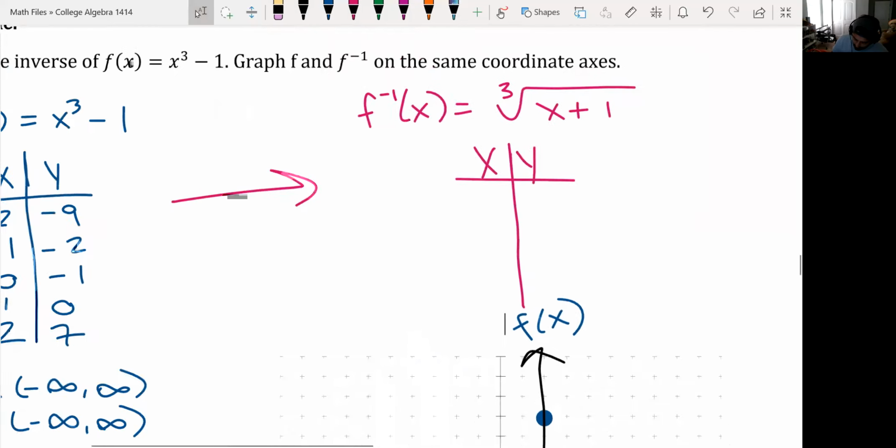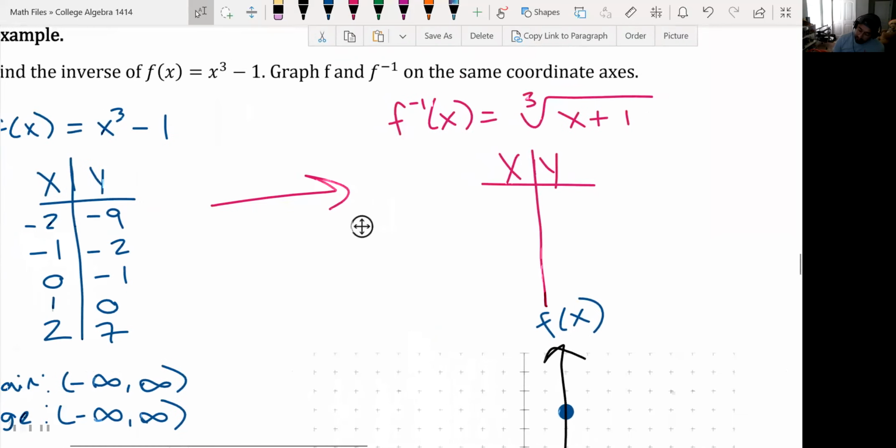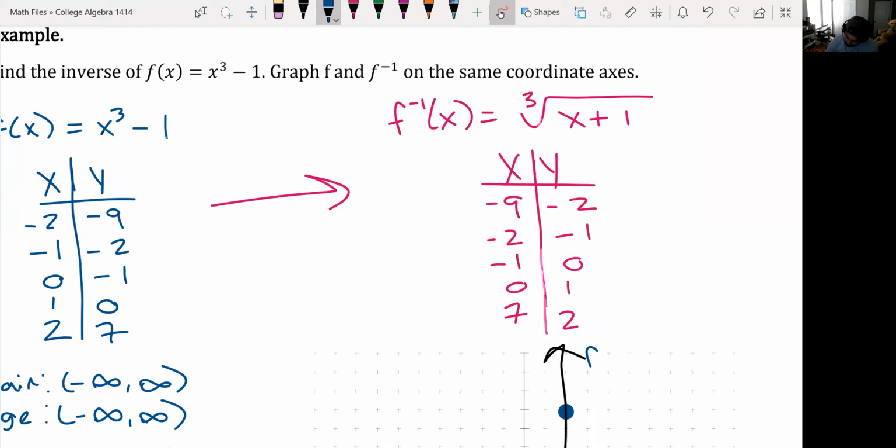You'll have -9, -2; -2, -1; -1, 0; 0, 1; and 2, 7. Or 7, 2. There you go. You just take them and you swap them, flip them, switch them, whatever you want to say, right?